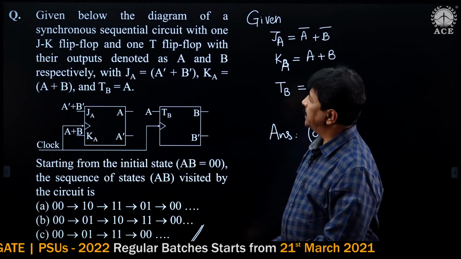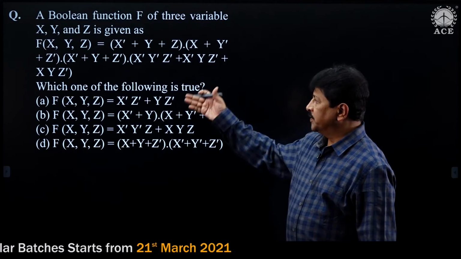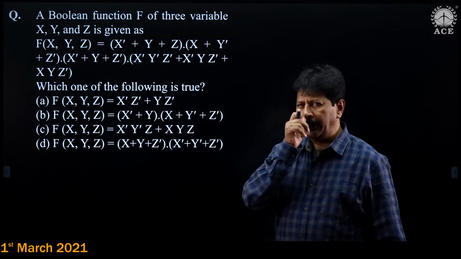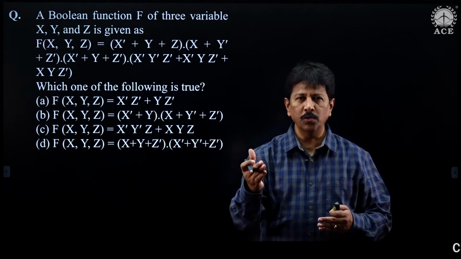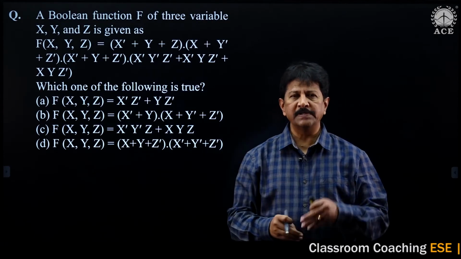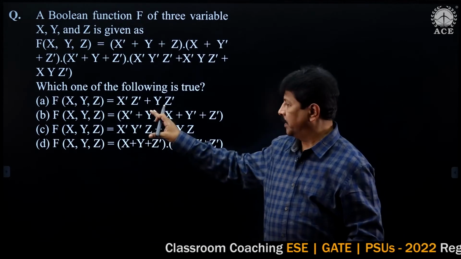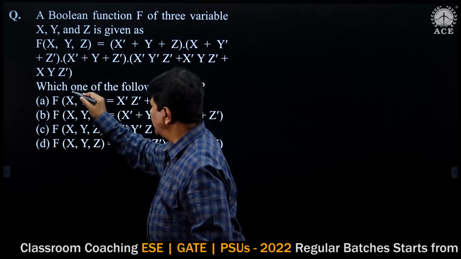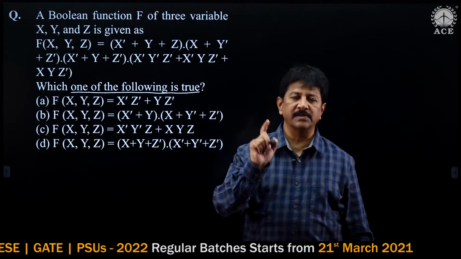Okay, right. Now let's look at another problem. So some Boolean functions are given. Which one of the following is a true one? Here you need to be very careful. Sometimes the question will be given as MCQ or sometimes the question is given as MSQ. MCQ means only one answer will be correct. But if it is MSQ, multiple answers will be correct. But here he has given which one of the following is true. That means only one will be the correct answer to this.